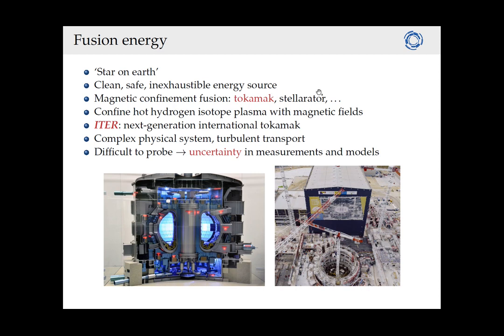and there are several types of devices in which this can be realized. One of them, and again the one that is most evolved, is the tokamak, and there are others, but the stellarator is also under development. So the main idea is to confine a hot hydrogen isotope gas, which then basically becomes a plasma, which is a collection of charged and neutral particles, and we're going to confine this with a strong magnetic field. So that is the main principle.